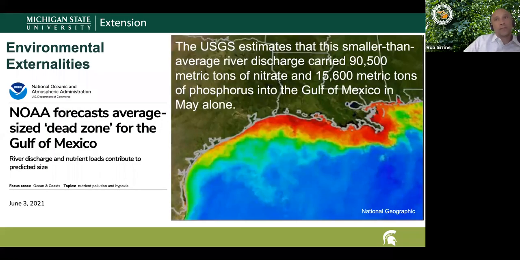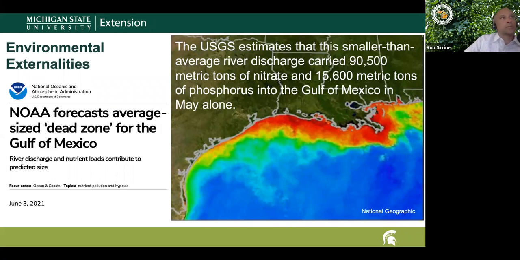And I would also add environmental externalities as well. This is June 3rd, 2021, just came out less than a week ago. NOAA forecasts the average size dead zone for the Gulf of Mexico this year. So an average size, and the USGS estimates this is smaller than average river discharge, 90,000 metric tons of nitrate and 15,000 metric tons of phosphorus into the Gulf of Mexico in May alone. This is from agriculture and urban runoff.